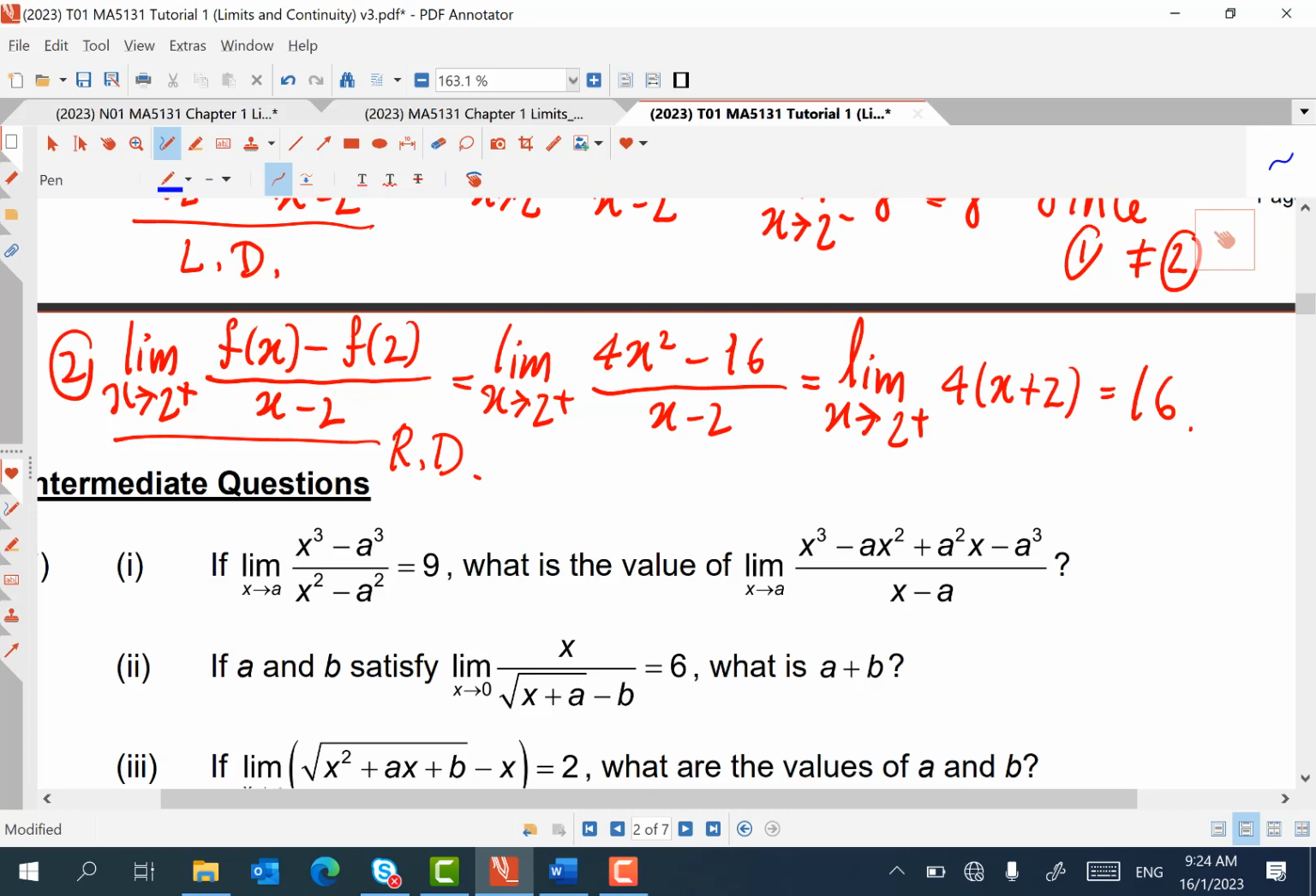Oh, it's 1 and 4. No, origin, you don't have origin. Yeah, then it becomes x to the 4, a to the 4.